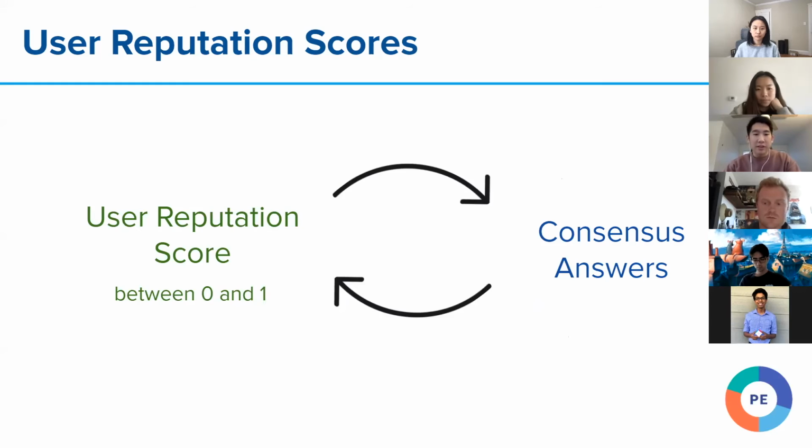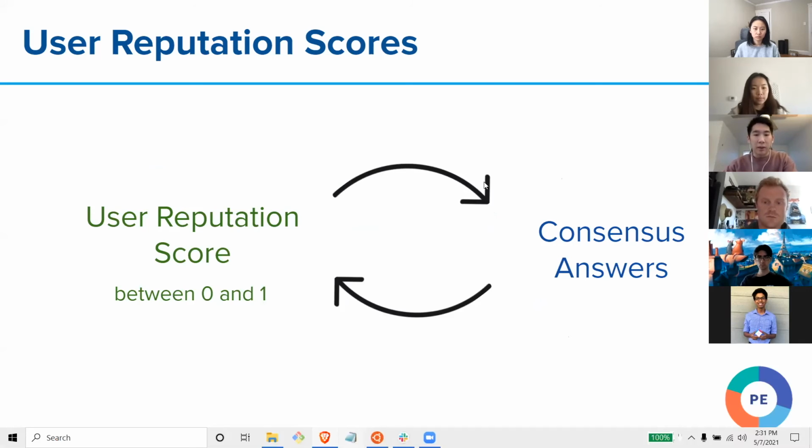So now users have a score between 0 and 1, and these user reputation scores are taken into account when generating the overall consensus answers. And this creates a feedback loop. So responses from users with a very high score are weighted a lot more heavily, and responses from users with a very low score, very likely to be trolls, are given very little weight. So this prevents these trolls from interfering with the system. And after we generate these consensus answers, that also feeds back into the next time we calculate user reputation scores. So again, that concept of a feedback loop.